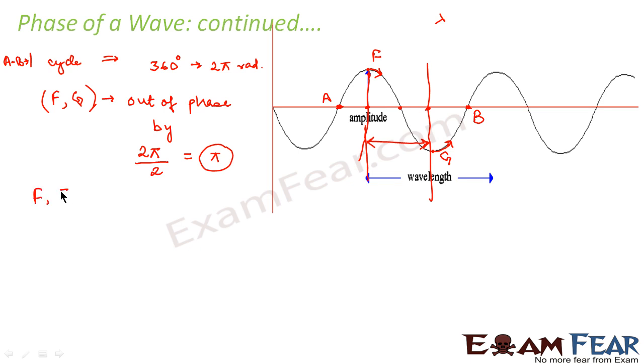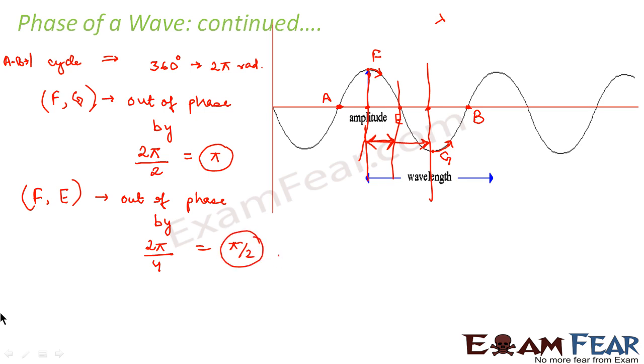Similarly, if I ask how point F and point E are related? This is point E. The position of point F and point E is given by this distance, which is nothing but 1/4 of the distance between A and B. So here again we say that point F and point E are out of phase by 2 pi divided by 4. So that is equal to pi by 2.